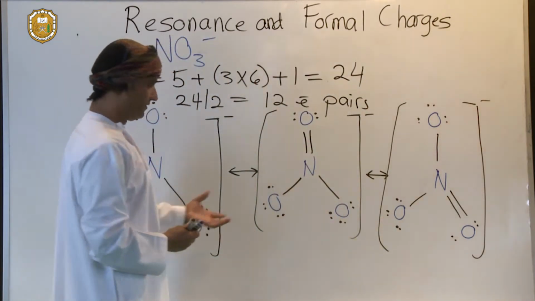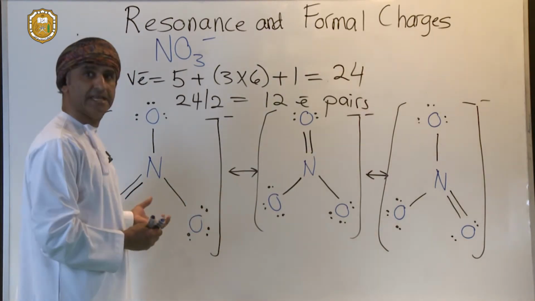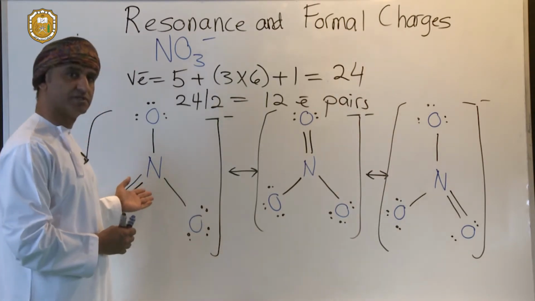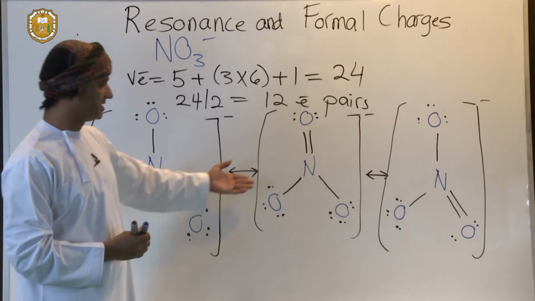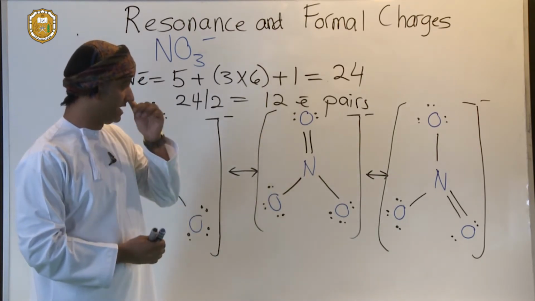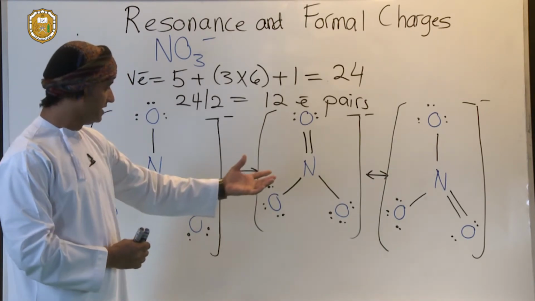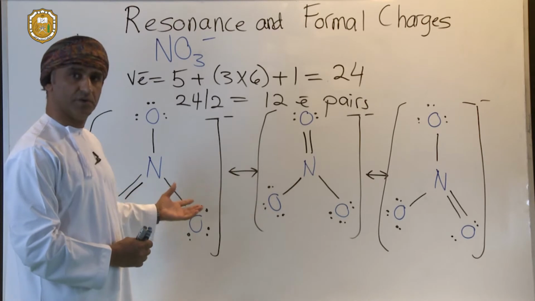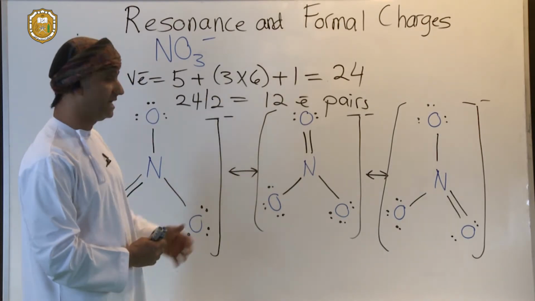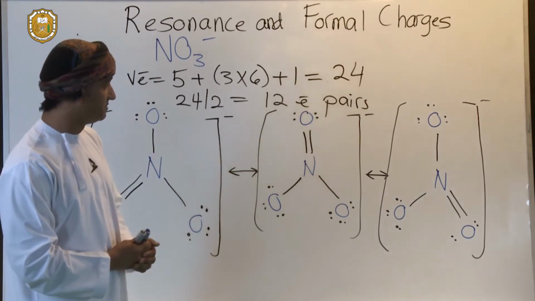And if you look at these Lewis structures, they are all possible. They only differ again in the position of the double bond. In this case, the double bond is between that nitrogen and this oxygen. In this case, the double bond is between nitrogen and that oxygen. And then the third one is between nitrogen and oxygen on the right side. Now, these are three possible Lewis structures for the nitrate ion. The position of the double bond is the only difference between them.